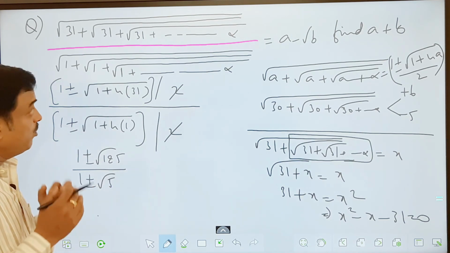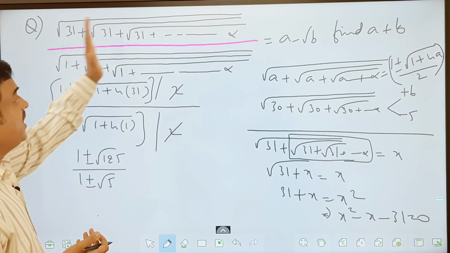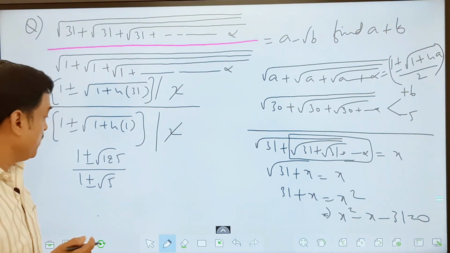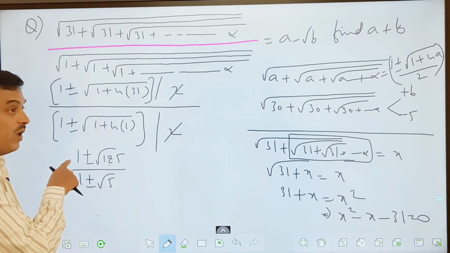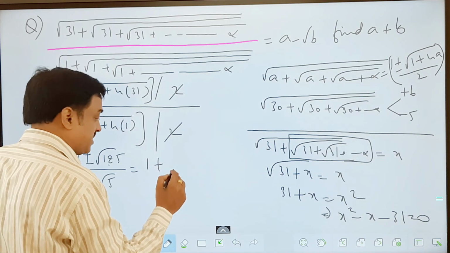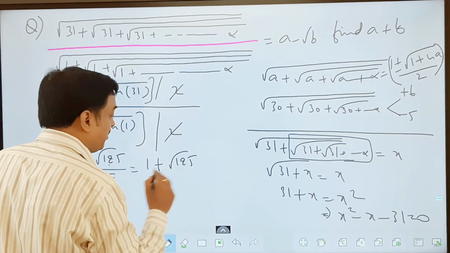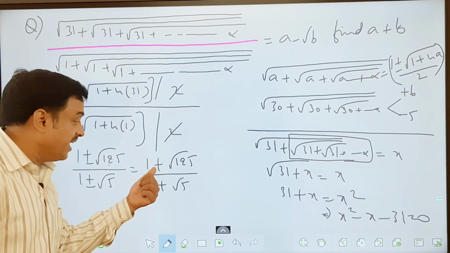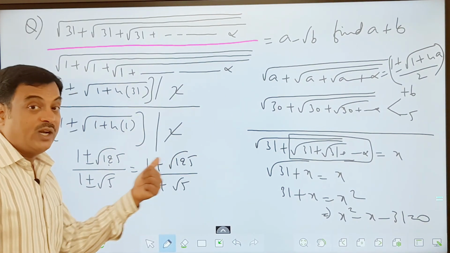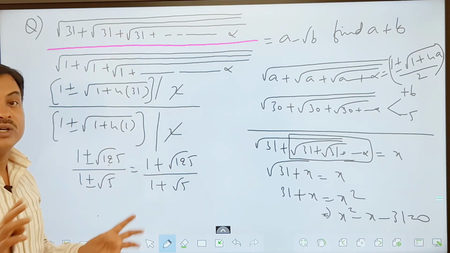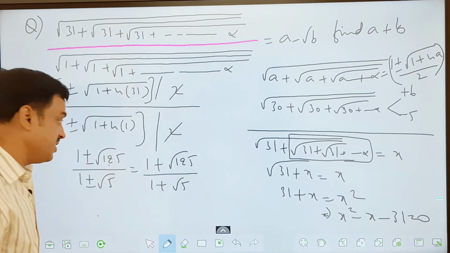Now please observe one more thing we can understand. Ultimately I am finding a square root of something which cannot be negative, and this value is definitely more than 1. So this can be positive only if I take 1 plus root 125 by 1 plus root 5. If I take a negative value here, this value overall will be negative, and square root values cannot give you negative answers. They should always be positive, that we know.